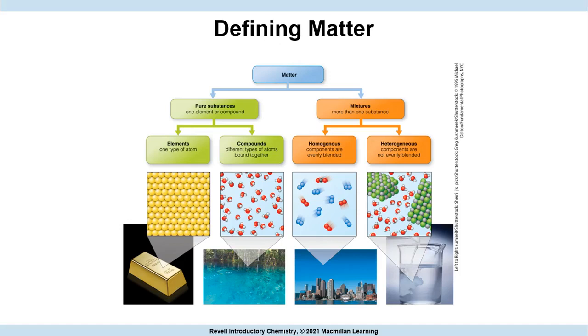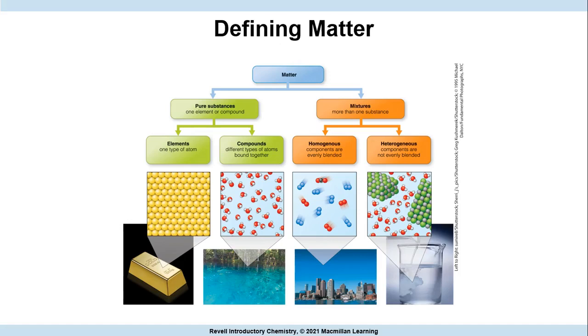Now, let's look at an overview of matter. We've said matter can be classified into two, either as pure substances or as mixtures. Now, let's look at pure substances. Examples are elements and compounds. Elements are made up of only one type of atom, and compounds are made up of different types of atoms in fixed compositions.